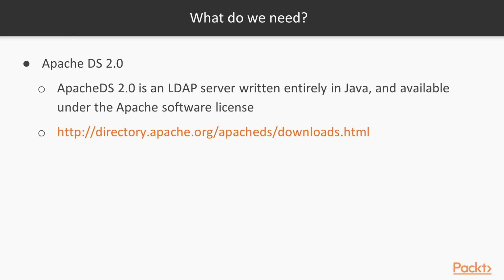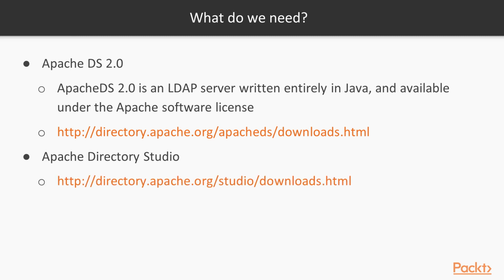Now we can download it from the apache.org link. The second thing we need is Apache Directory Studio, to connect with the Apache Directory Server that we just installed and to create the DIT, the Directory Information Tree. It can be downloaded from the link.